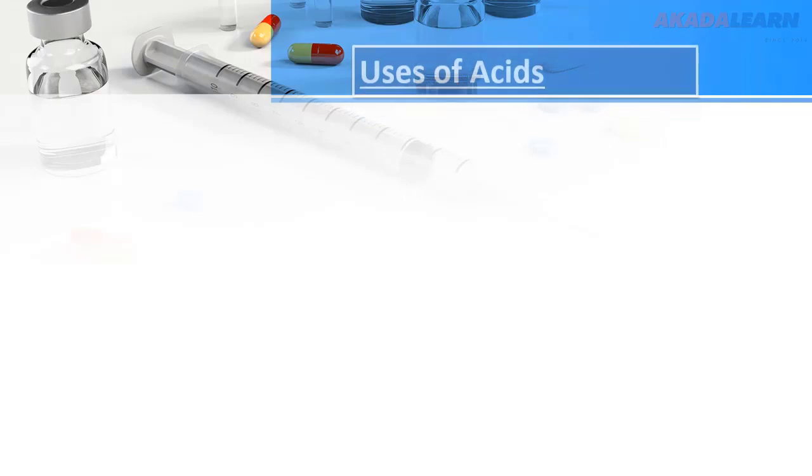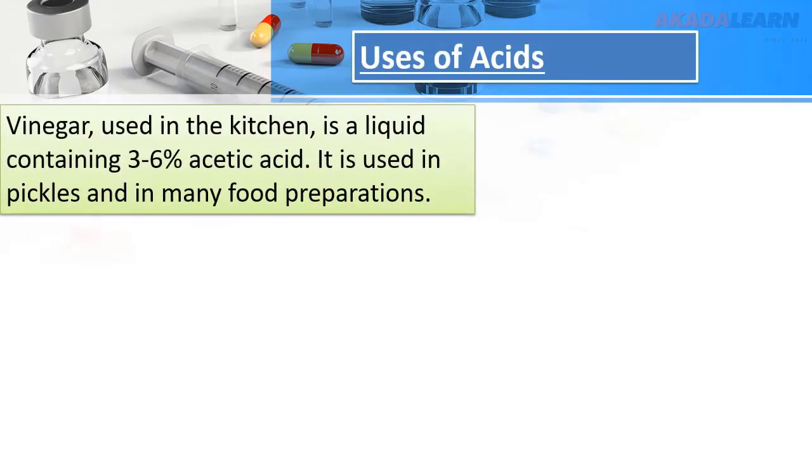So let's now take a look at the uses of acids. Before you mention the uses of acids, please ensure you mention the type of acid and then what it is used for. The reason is there are different types of acids, and not all of them are used for the same thing. So vinegar, for example, is used in the kitchen, and it is a liquid that contains about 3 to 6% acetic acid. And if you eat any meat and you discover that the meat is very soft even to the bones, there's a very likely chance that it has been soaked in vinegar. It is used in pickles and in many food preparations.